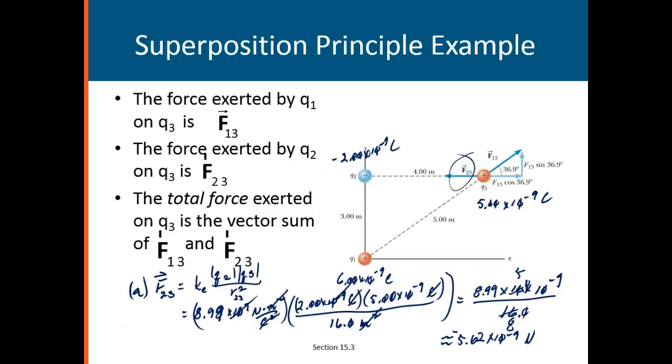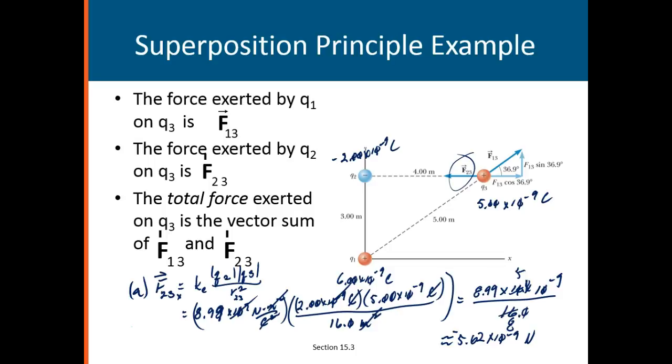Find the components of the force F23 exerted on Q2 and Q3. The horizontal component in the x direction is that. And that's strictly and only in the x direction. We'll just put the sub x there like they do. Okay. The B part. Find the components of the force F13 exerted by Q1 on Q3.